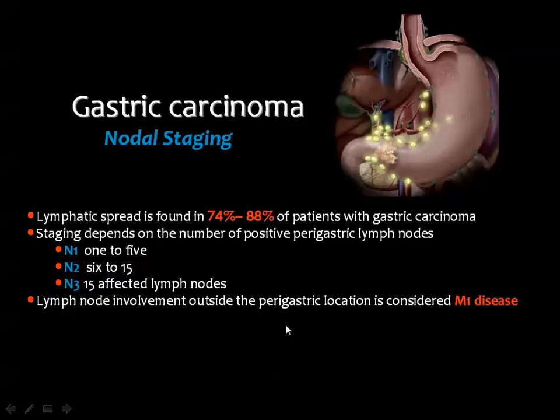For nodal staging, according to the literature, lymphatic spread is found in up to 88% of patients with gastric cancer, and the staging depends on the number of affected regional lymph nodes. N1 is 1 to 5 nodes, N2 is 6 to 15, and N3 is more than 15 lymph nodes affected. And if the nodes are detected outside the perigastric area, then consider this M1 disease.